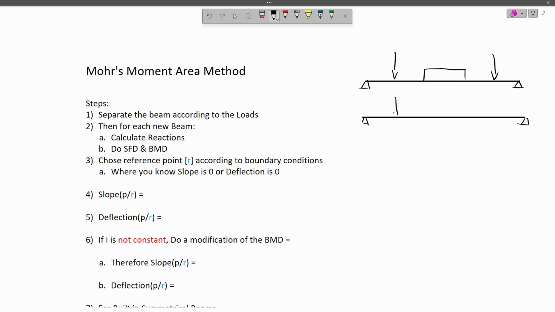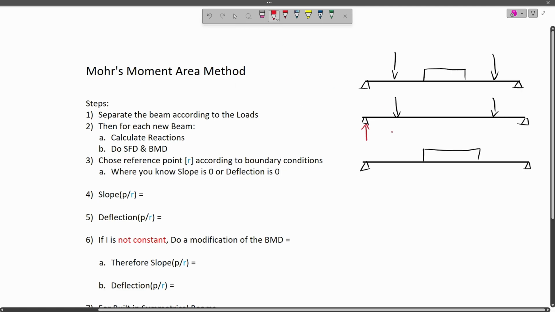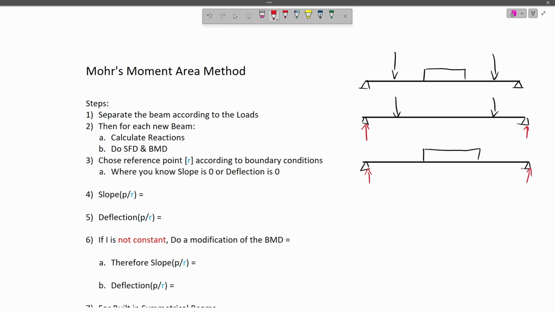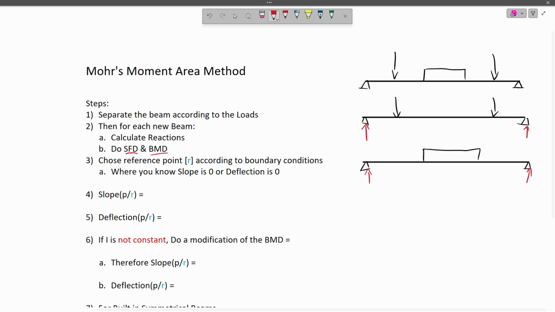We're going to have a beam for the point loads and a beam for the UDLs. And then for each beam, you're going to calculate the reactions. And then after the reactions, you're going to do your shear force and bending moment diagrams for each beam.